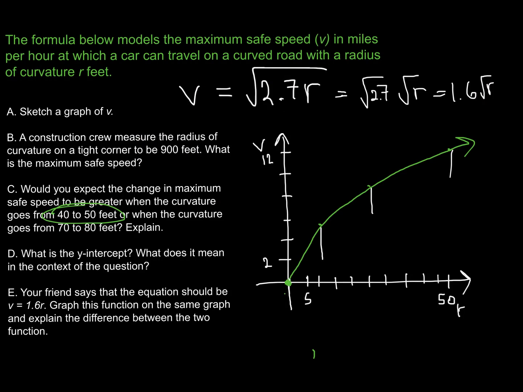And then finally, the last piece, but I think the most important piece, is to think about what would happen if instead of saying that this were 1.6 times the square root of r, I said, let me use the function, do it in a different color here, if I were to use the function v equals 1.6r.